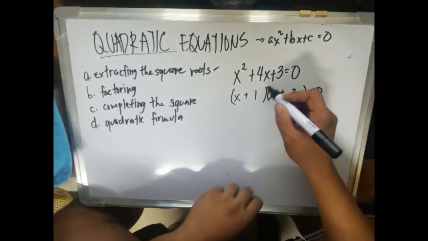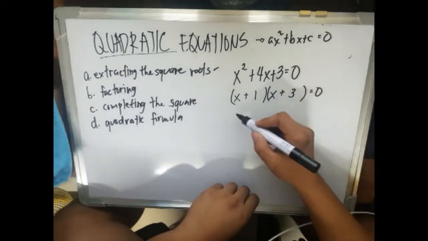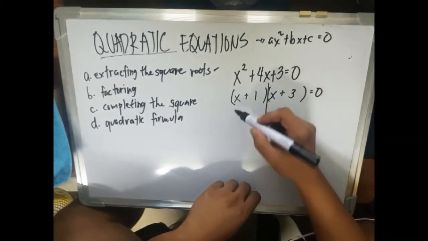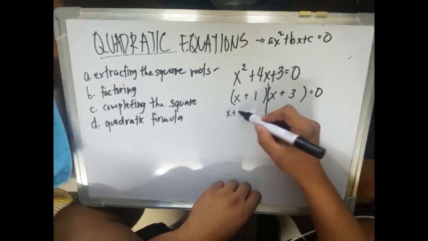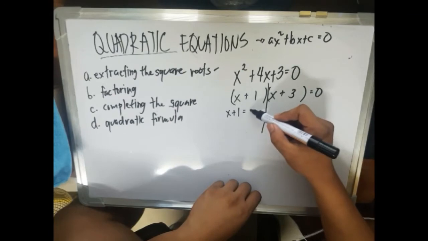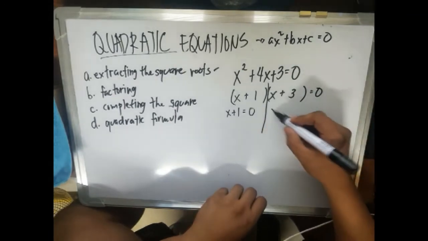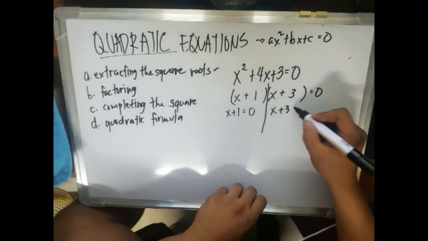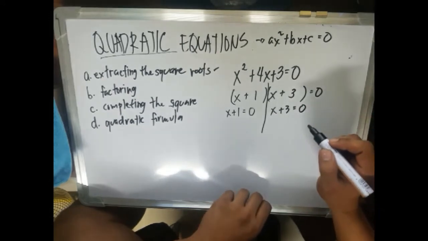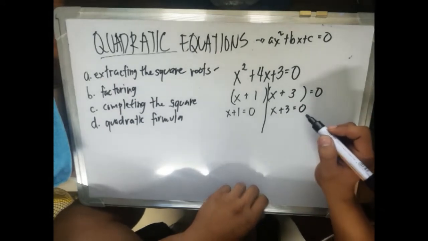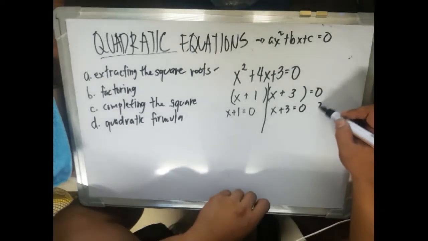So, next, ang gagawin natin, yung dalawang factors na yon, we will equate it to 0. So, x plus 1, the first factor, equate natin sa 0 for us to find the x. The other factor, x plus 3 equal to 0. Ang tanong, bakit in-equal sa 0? So, ang tawag doon is the zero product property.